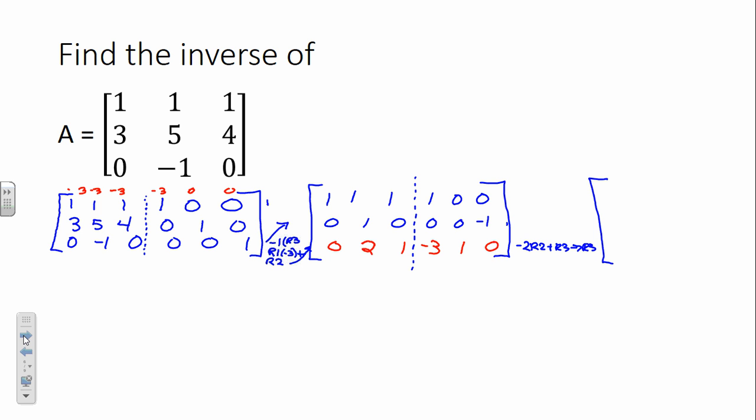Okay, so pencil marks again. 0 times negative 2, 1 times negative 2, 0 times negative 2, 0 times negative 2, 0 times negative 2, negative 1 times negative 2. So 0 plus 0, negative 2 plus 2, 0 plus 1, 0 plus negative 3, 0 plus 1, 2 plus 0. And our middle row is perfect as well. So we have one more to work with.